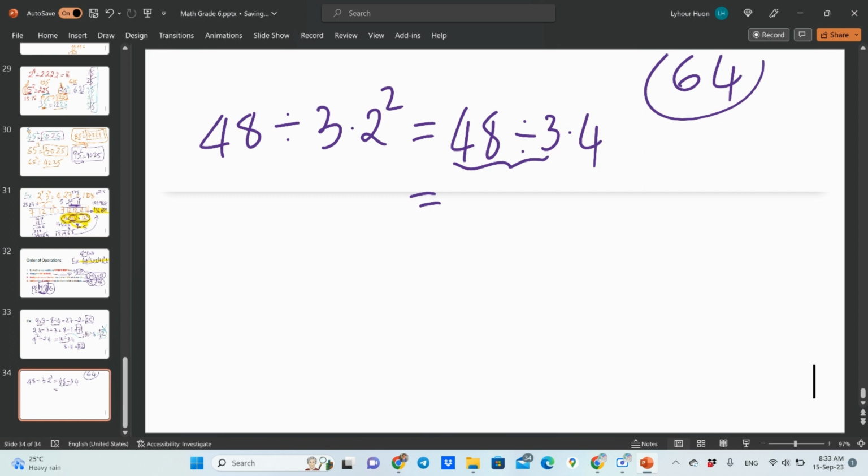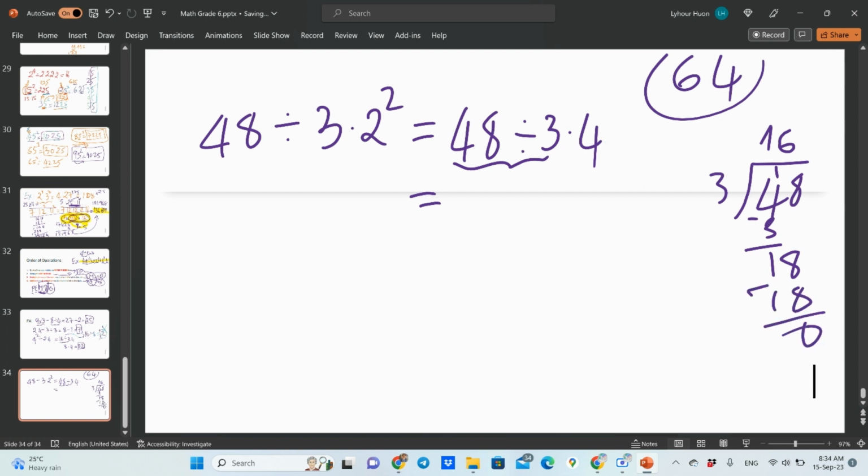48 divided by 3 is 16. Then 16 multiplied by 4, which is 64. That is correct. So that is 64. Okay.